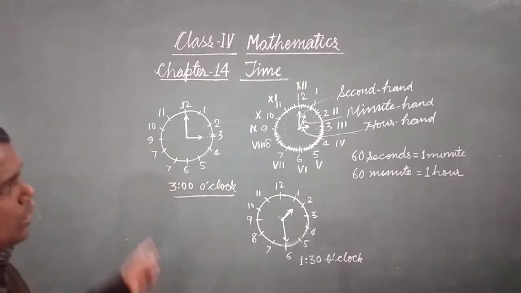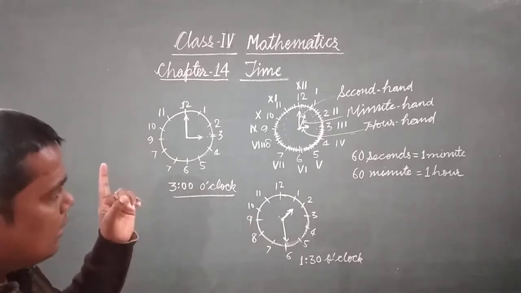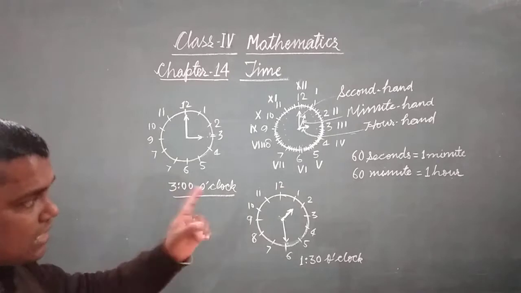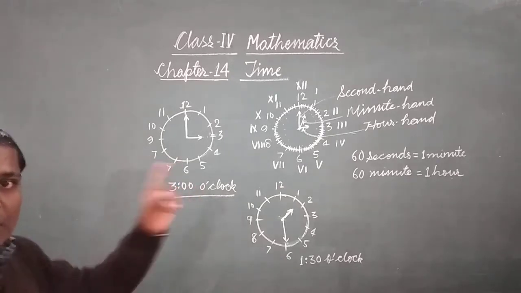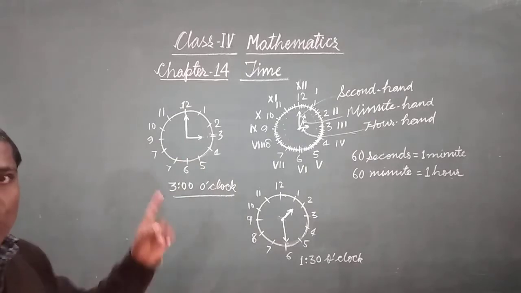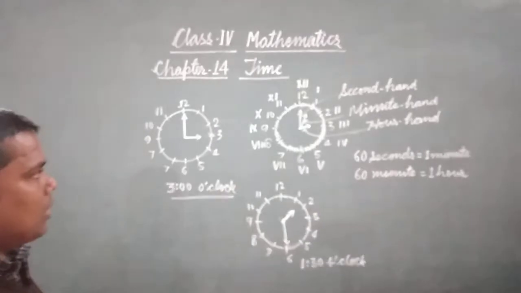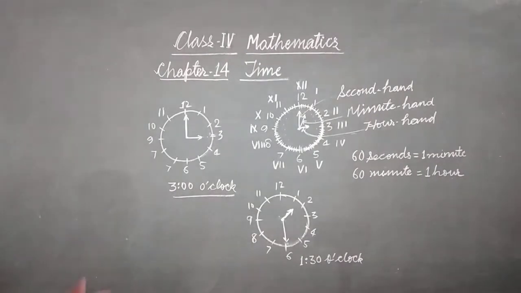If the second hand does a complete rotation, it means 60 seconds, and then 1 minute comes. If the minute hand completes one rotation, then one complete rotation is equal to 60 minutes, which is equal to 1 hour. Now next we are going to study the use of AM and PM.